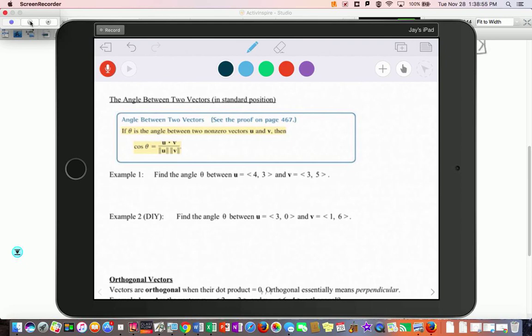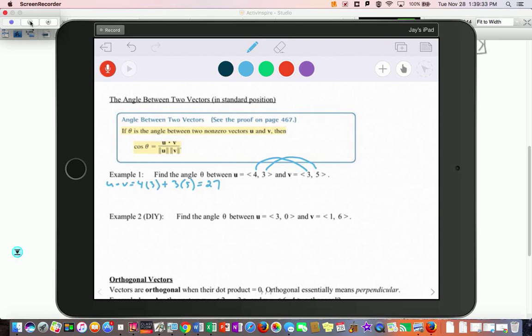All right, this last page of notes, we start off with the angle between two vectors. It's a little formula. It's the dot product on top, the two magnitudes on the bottom, and then you throw them into the formula. First, I would find the dot product of u and v. I take the 4 from the first one and multiply by the 3 in the second vector. Add to it 3 times 5. So that's 12 plus 15, which is 27.